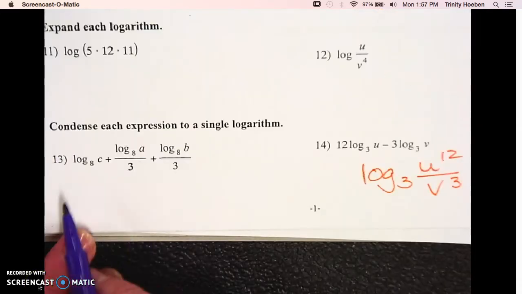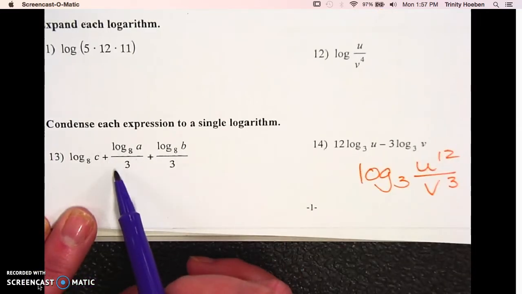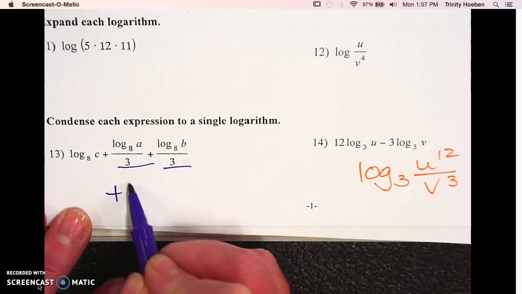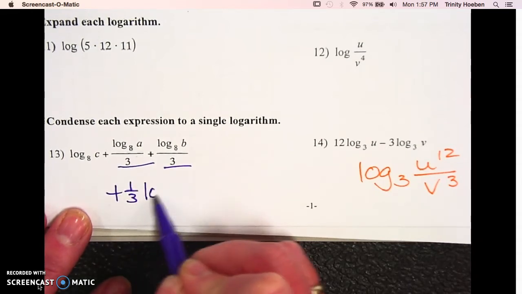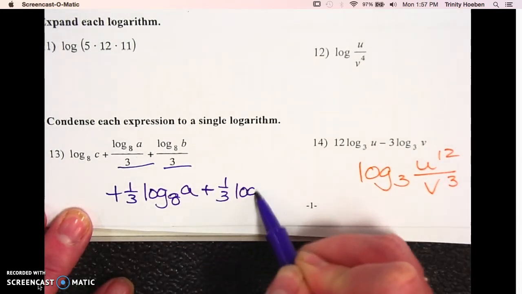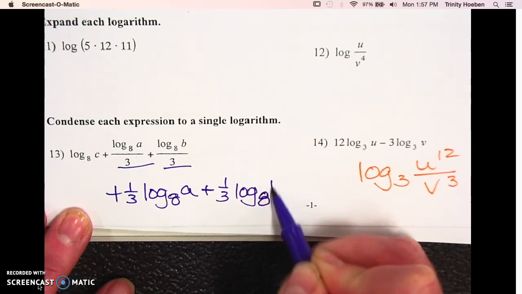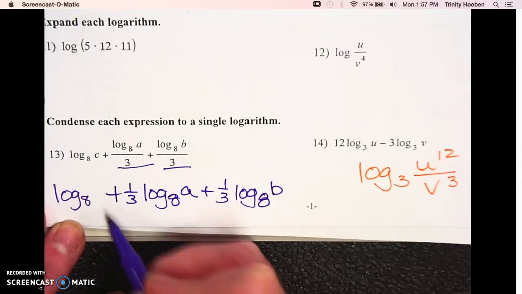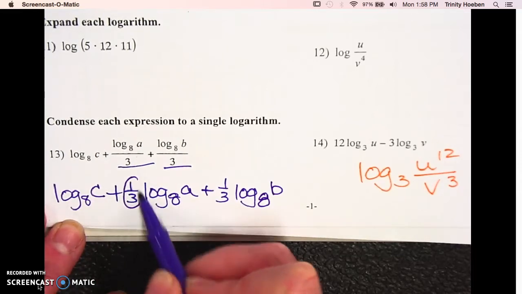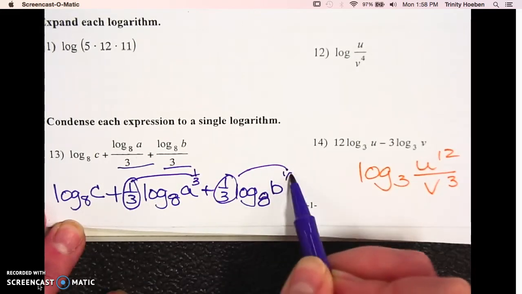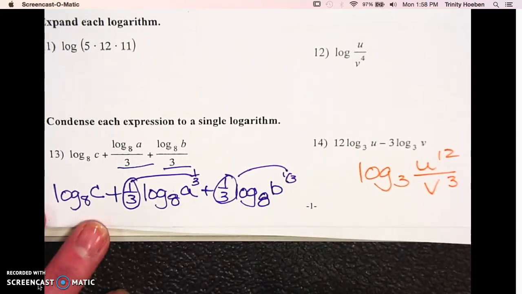All right, so for number 13, first thing you want to do is you want to rewrite this second and third term with 1/3 as their coefficients. So this is 1/3 log base 8 of A plus 1/3 log base 8 of B. And the first term, just leave it as log base 8 of C. These coefficients out here come up to be the exponent, 1/3. Same thing here, 1/3. And that 1/3 becomes the root when we go to condense it.